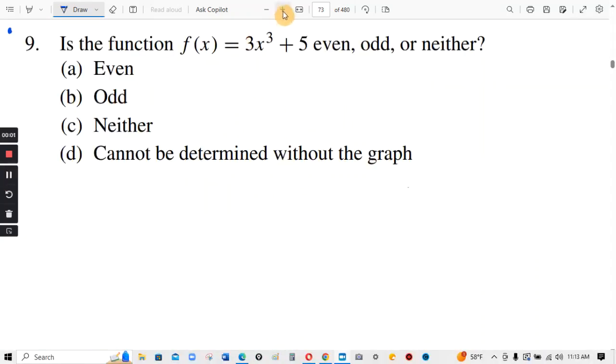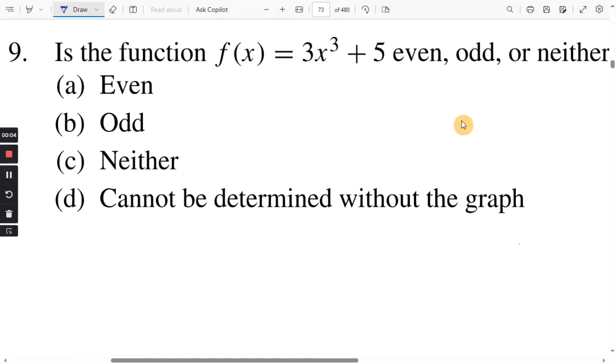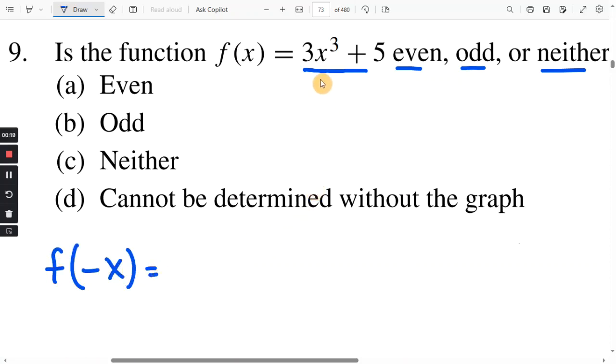All right, problem number 9. Same type of question. We're looking at this function right here, and they want us to say if it's even, odd, or neither. Okay, the first step, as always, for the even, odd, or neither is to solve for f of negative x. That means we are plugging in negative x wherever we see an x. So we start with the 3, and x to the third is going to be negative x to the third. Again, always use parentheses with the exponents. And then we have plus 5.